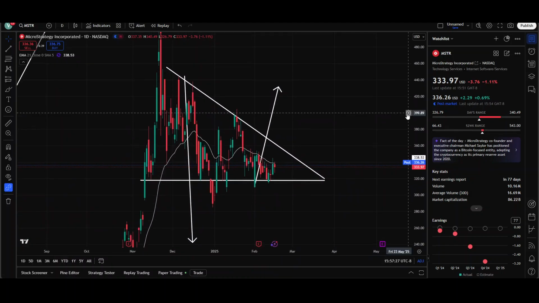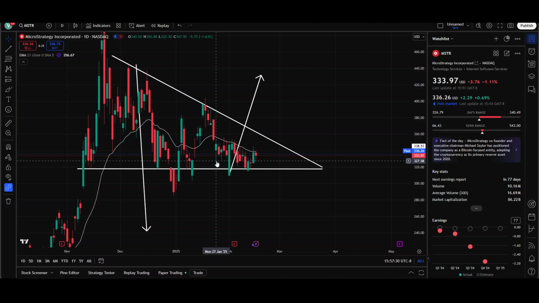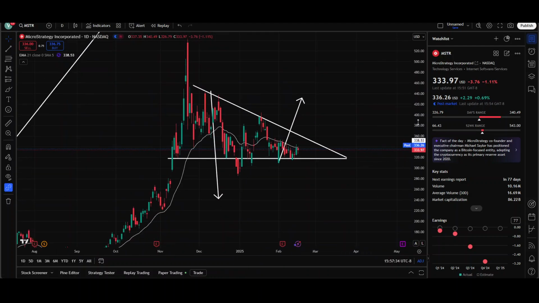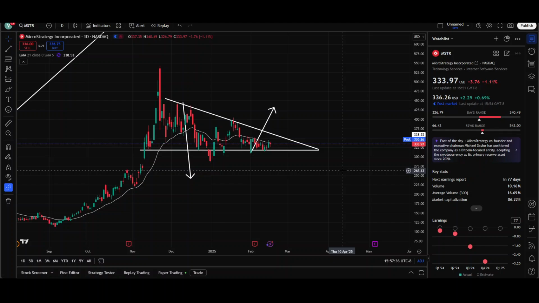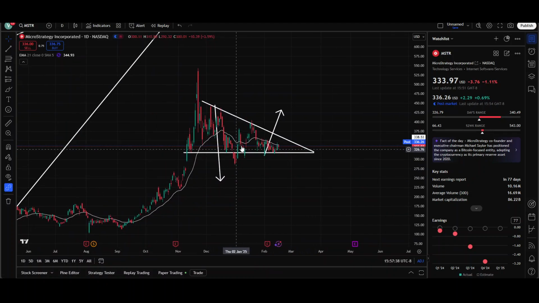As you can see here, it hasn't really done much for the past several weeks now, just pretty much flat, waiting for some type of aggressive buyer or aggressive seller to come into the market to move the price, because the market is fairly balanced right now. The only thing that can move the market is an imbalance between buying and selling pressure. So right now, the buying and selling pressure is fairly balanced, and the market is not moving.